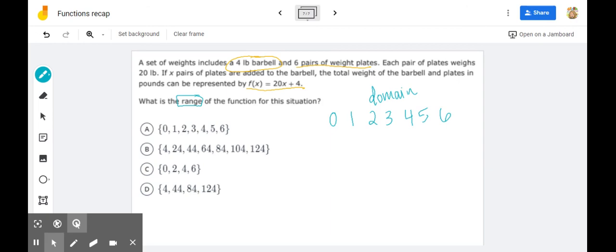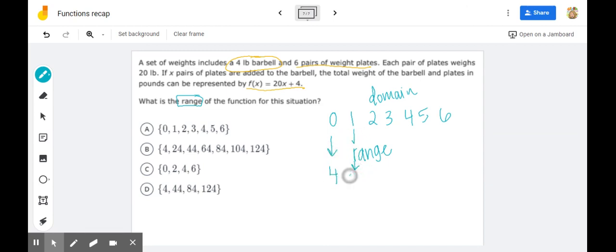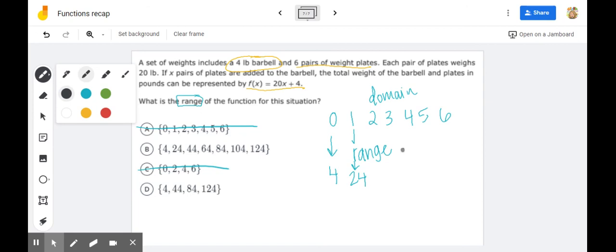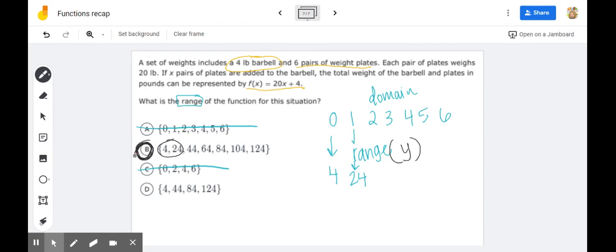So what we noticed was our range at 0, it went to 4. At 1, it went to 24 as a range, and so on and so forth. So that means I can already nix out A and C as my answer choices, because at 0, they did not start at 4 like it was supposed to for the range, the y values, guys, the y's. And we said 0 goes to 4 and 1 goes to 24. So already we see that in this list right here, which means B must be our option.